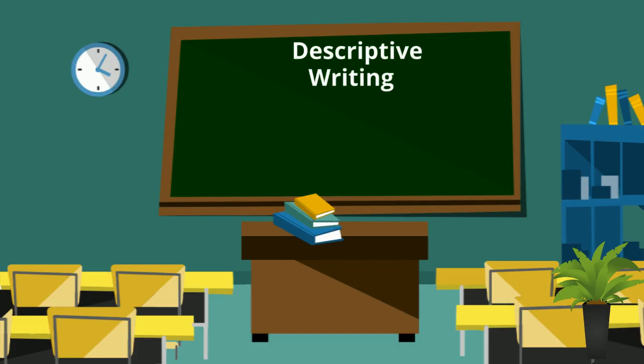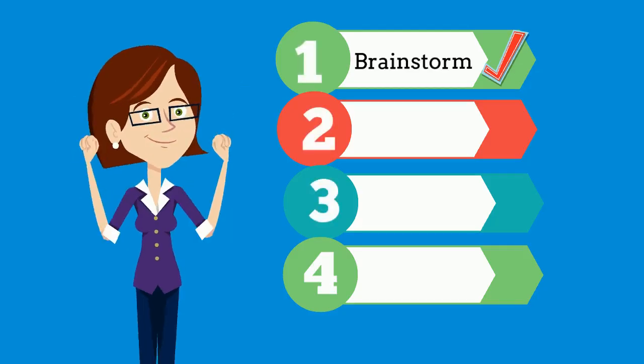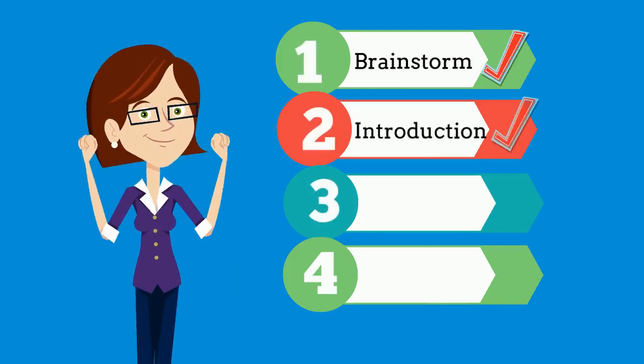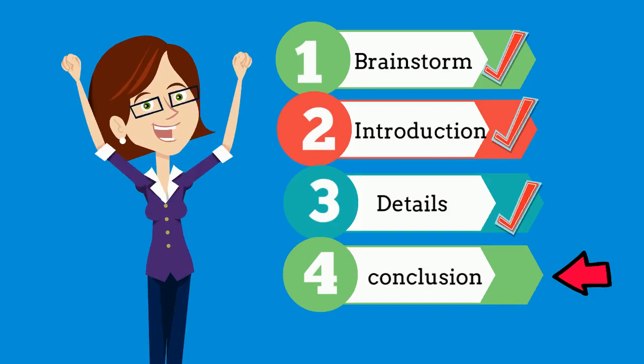What is descriptive writing? It describes people, animals, or places in a way that a picture is created in the reader's mind. Now that you already wrote your introduction and details, it is time to write the conclusion. The conclusion is the final thing to be read by the reader.